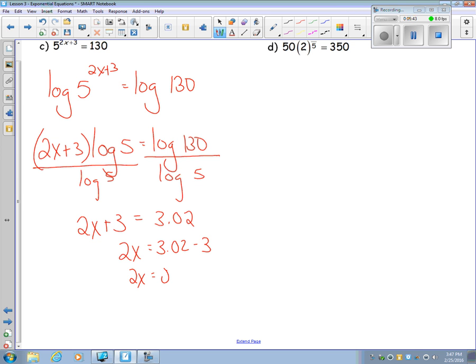3.02 minus 3 is 0.02. Divide both sides by 2. And x is 0.01. Okay, and I solved something that I wouldn't otherwise be able to do without technology.